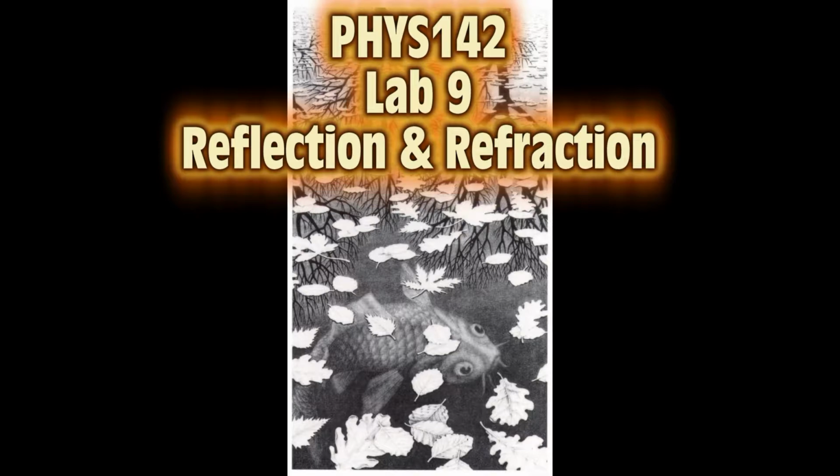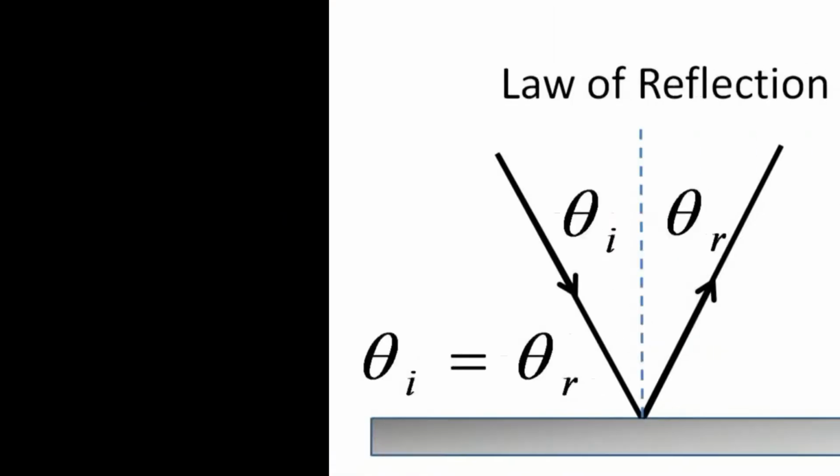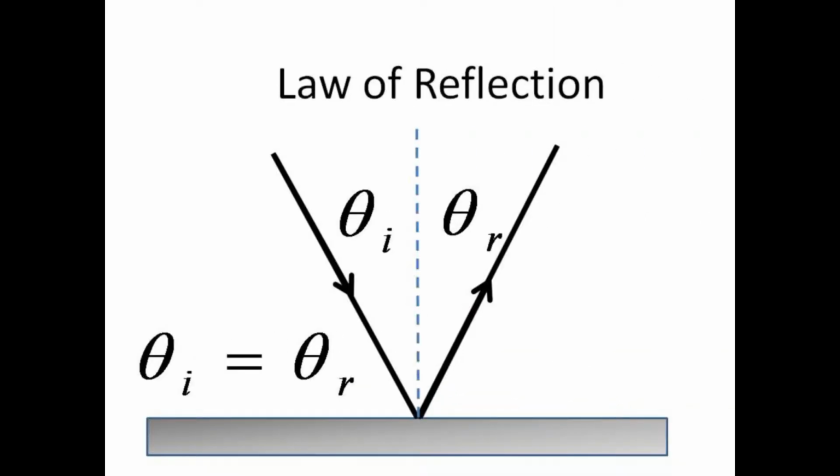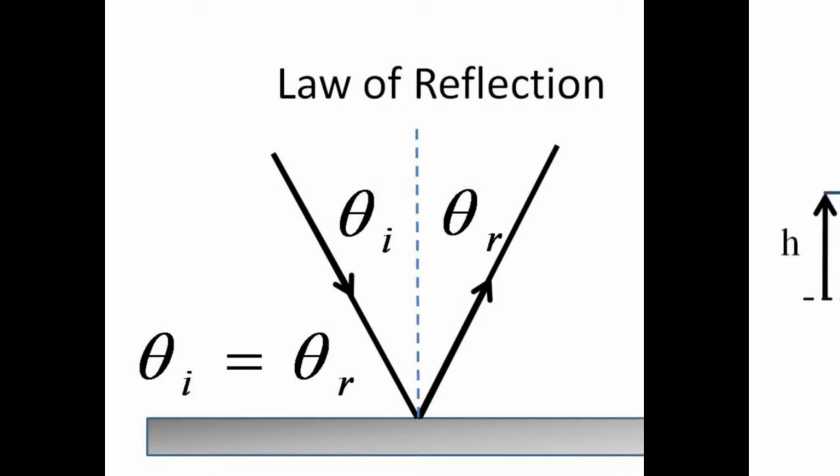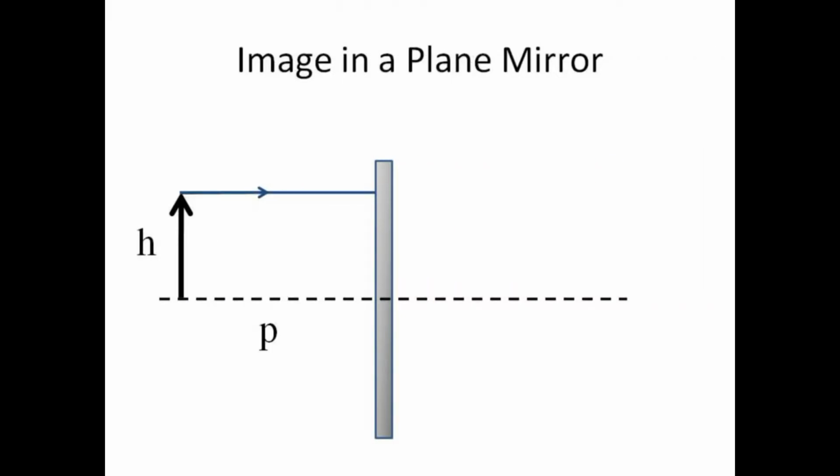When light encounters a boundary between two media, it can either be reflected or transmitted. The law of reflection of light states that the angle of incidence equals the angle of reflection, or theta i equals theta r. Imagine an object with height h, placed an object distance p in front of a plane mirror.